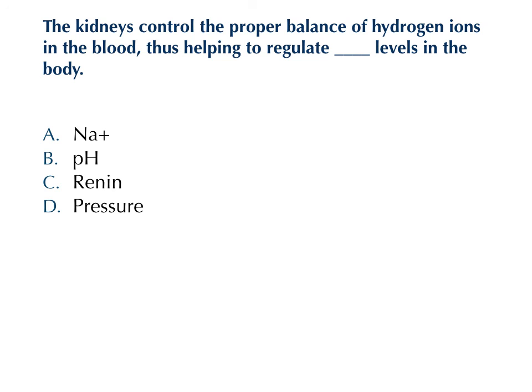The kidneys control the proper balance of hydrogen ions in the blood, thus helping to regulate what levels in the body? Well, this is obvious that you know from anything involving the hydrogen ions, it will be regulating the pH. Okay? And we will see you next time.